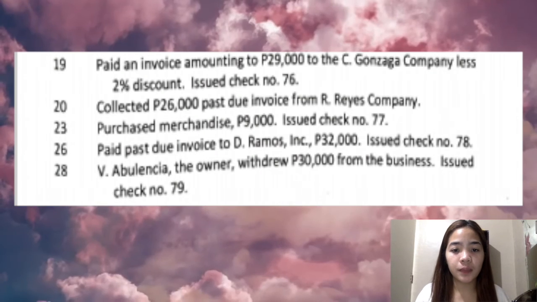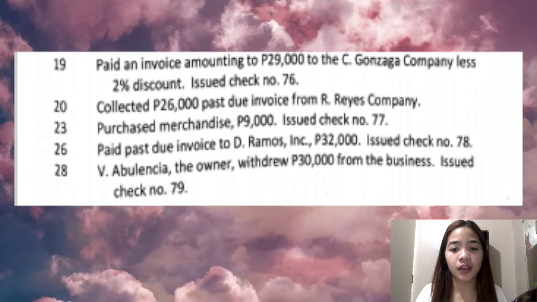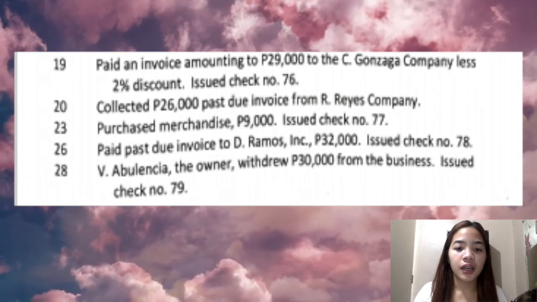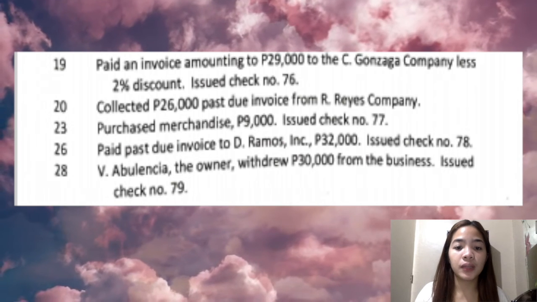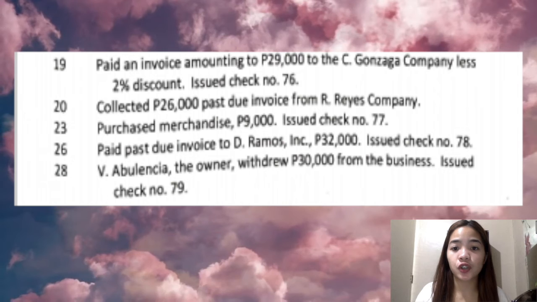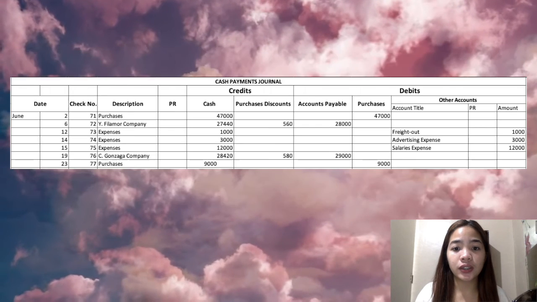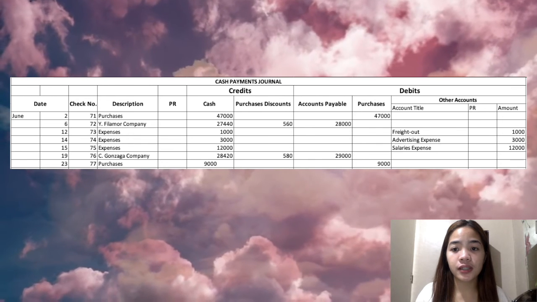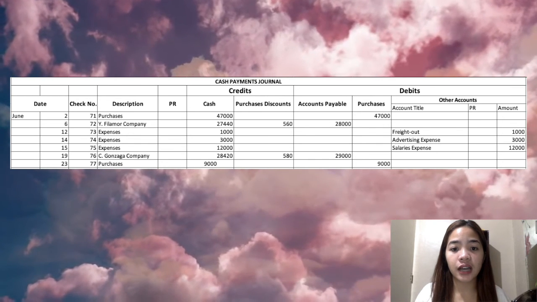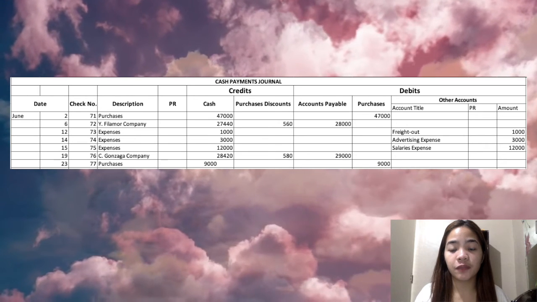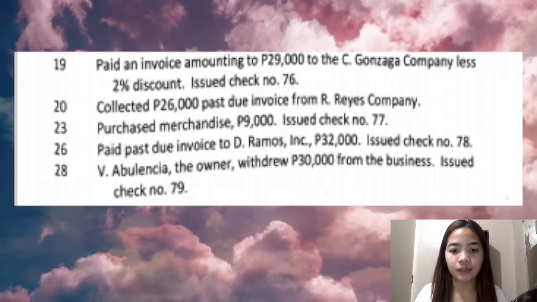June 23, purchased merchandise, 9,000, issued check number 77. And in this transaction, pumili tayo ng merchandise and binayaran natin, kaya sa cash payments journal natin siya ilagay. June 23, check number 77, description, purchases, credits natin, cash, 9,000, and we have a debit of purchases, 9,000.